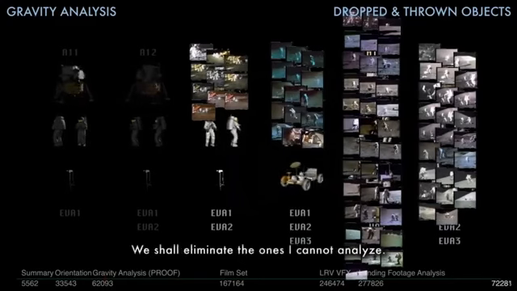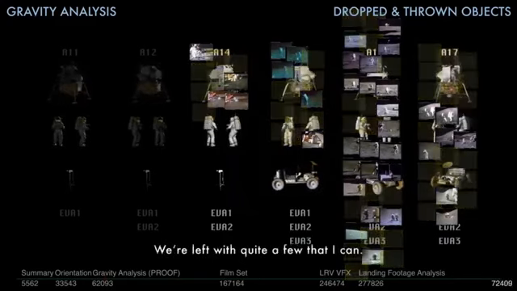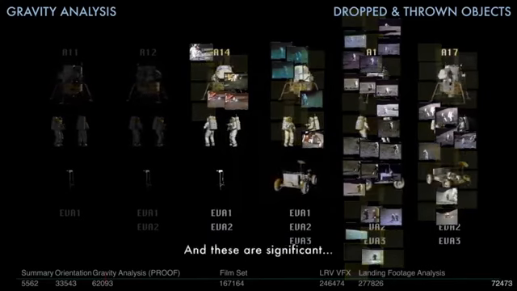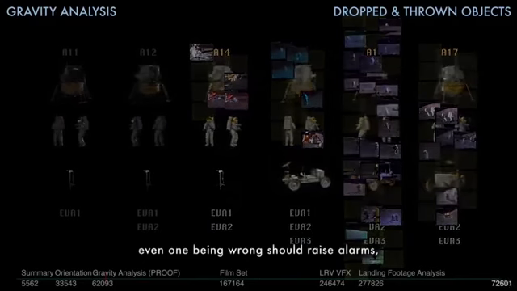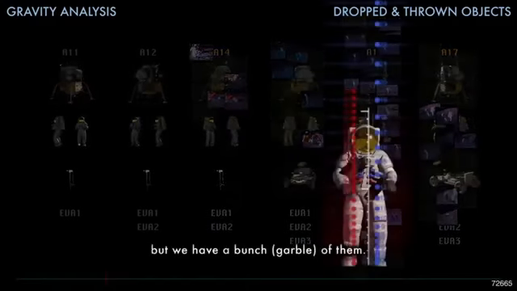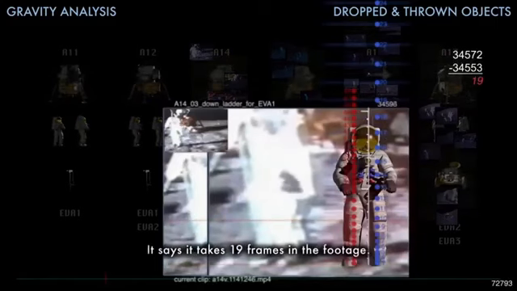And here we go. We shall eliminate the ones I cannot analyze. We're left with quite a few that I can, and those are significant. Even the ones being wrong should raise alarms. We have a bunch. This is wrong. It says it takes 19 frames in the footage.